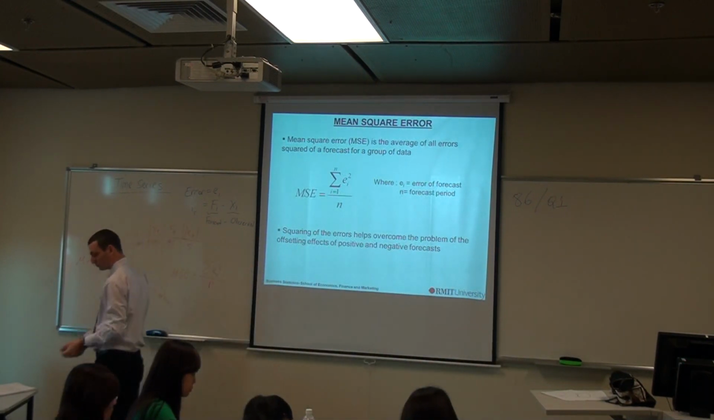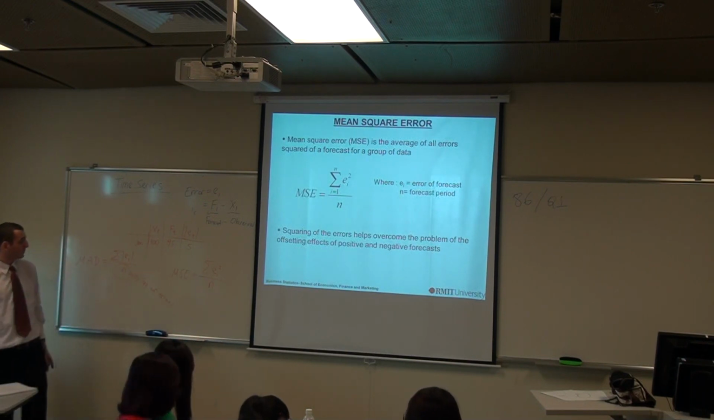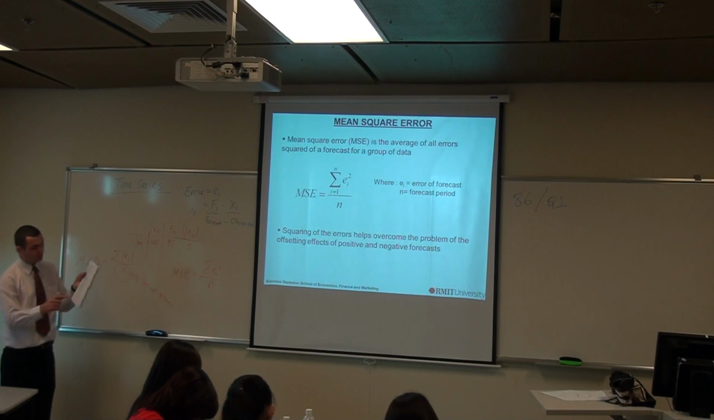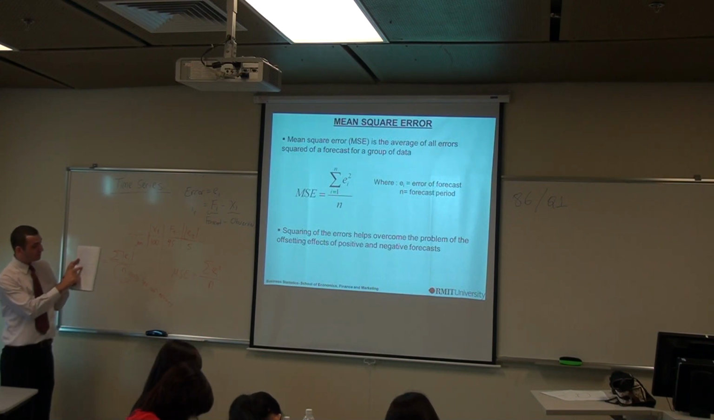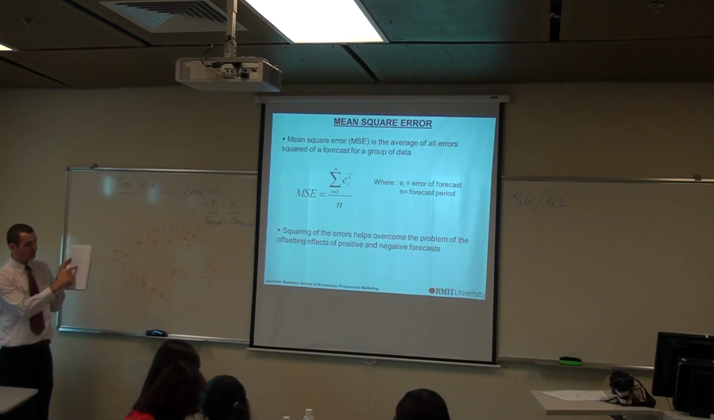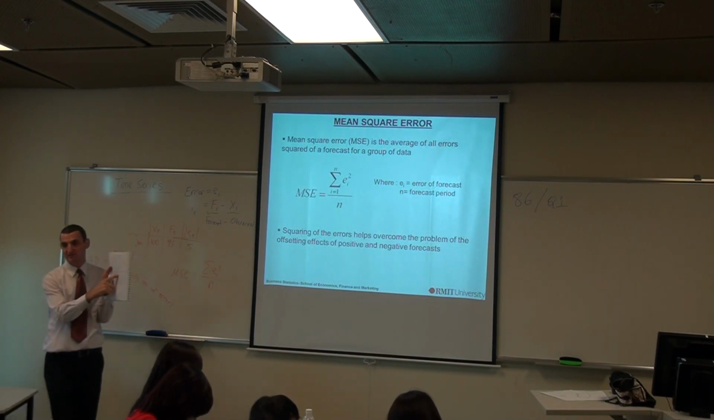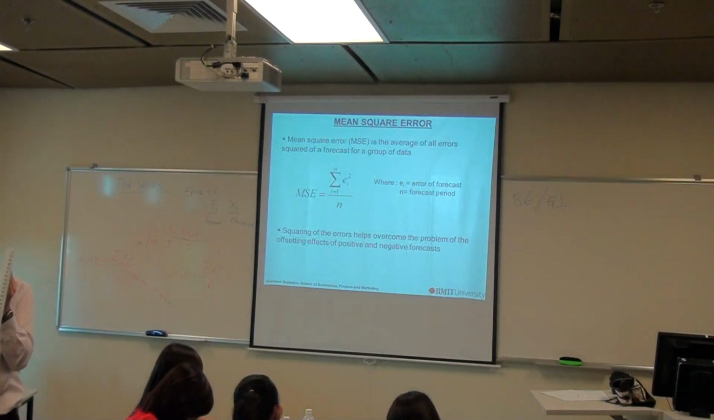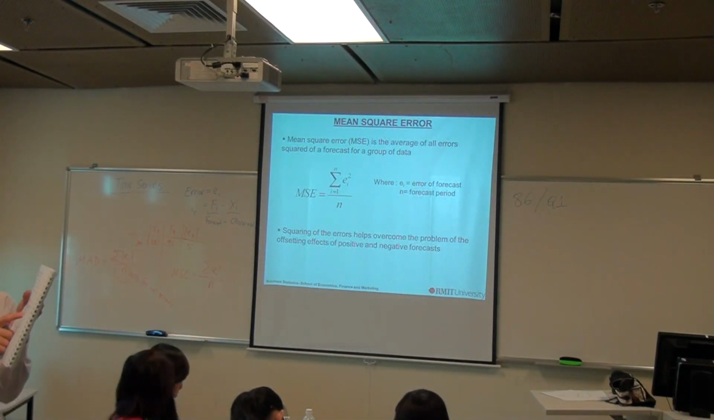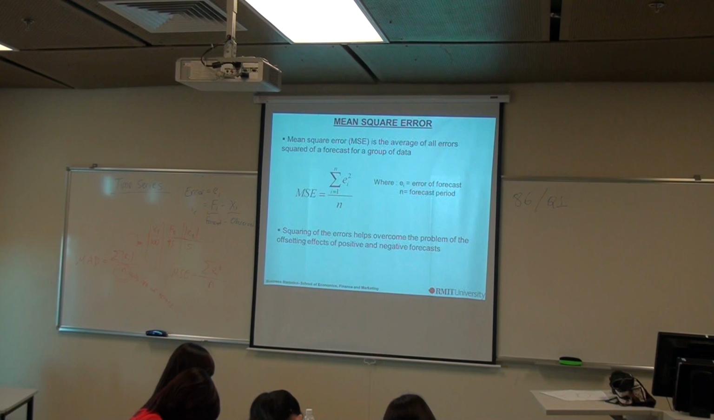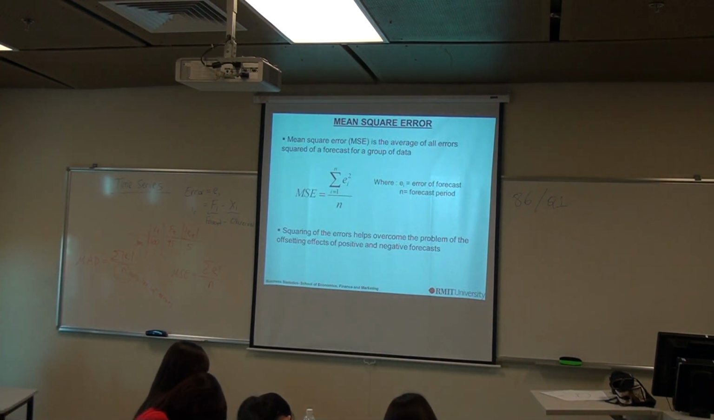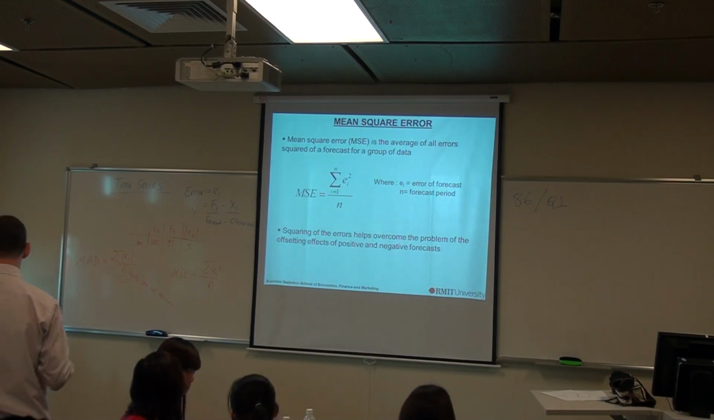Now I want you to do question 2. It gave you the actual rate of interest and the forecast value of interest. What you have to do is calculate the error in absolute value, and then error squares, and then find MAD and MSE. Use a calculator, please.